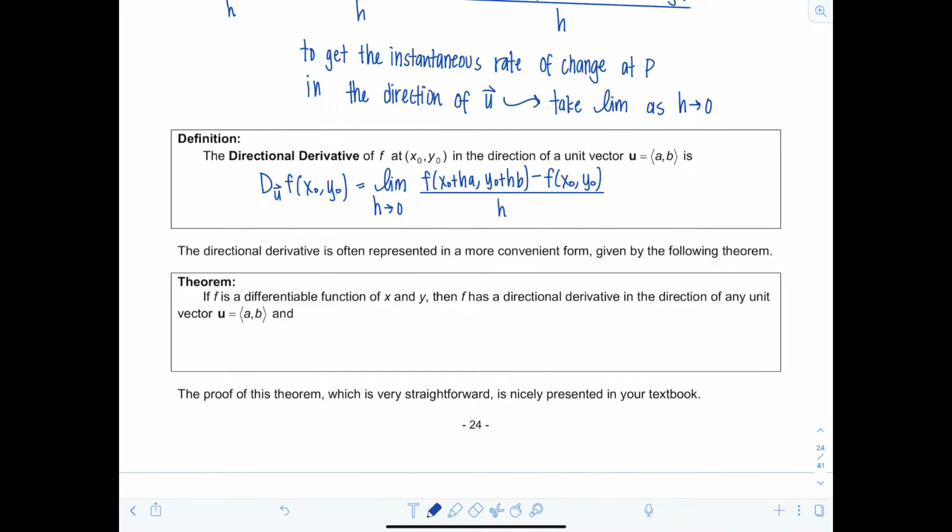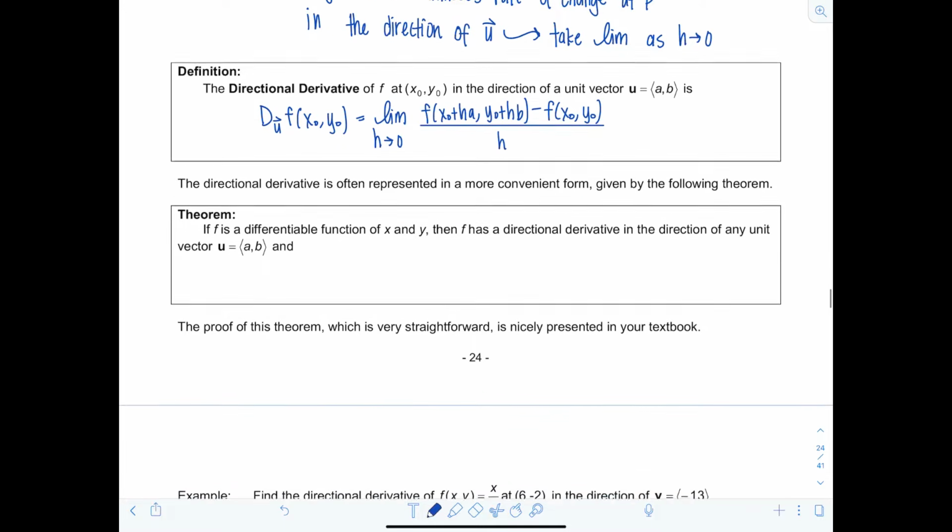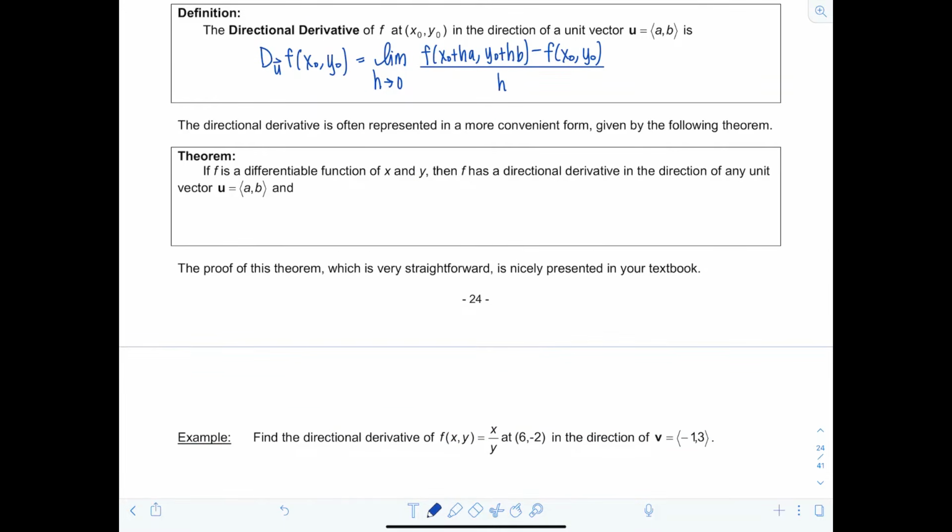Now, in practice, you're not going to use this limit definition to find the directional derivative, much like most of the time we don't use the limit definition to find derivatives anyhow. So here is a theorem that allows us to compute it in a much more convenient form. It tells us if our function f is differentiable, and it has to be differentiable for x and y, then f has a directional derivative in the direction of any unit vector with components a and b, and it can be found as follows.